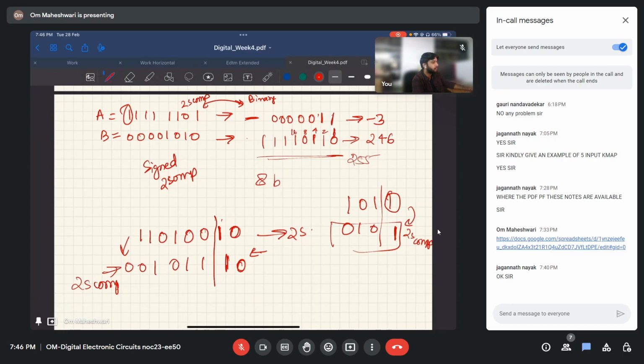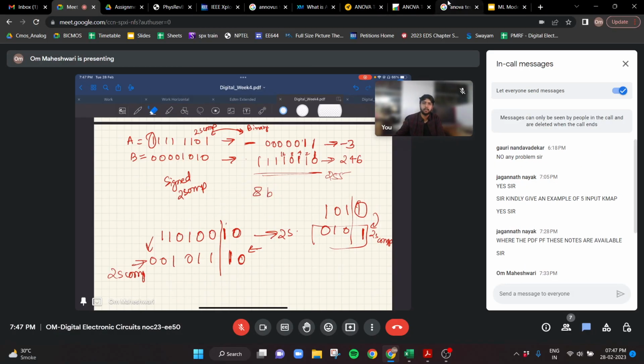So what I'm asking is, sir, can't we directly multiply two numbers which are in two's complement? No, I don't think so. We cannot do that. That does not work like that. So let me search. Let us see how we do binary multiplication. I do not remember it.